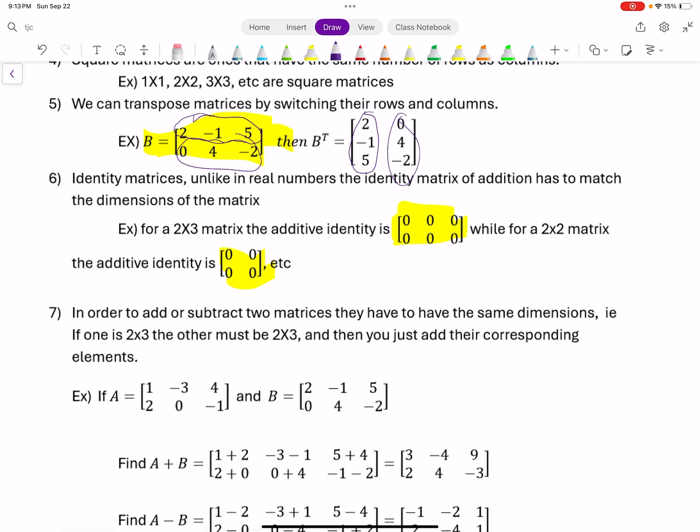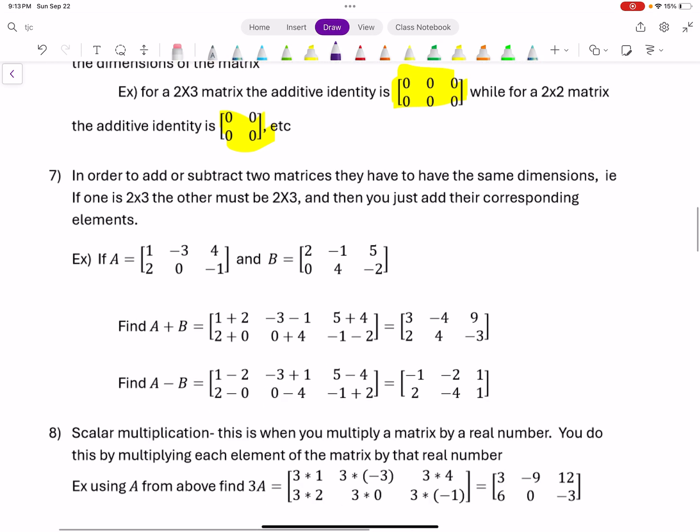In order to add two matrices, what you do is you add the corresponding elements that match up. So if we have this matrix A here, A is 1, -3, 4, 2, 0, -1, and B, which is -2, -1, 5, and then 0, 4, -2, you're going to add them. So what you're going to do is add the first element in the first row and column in A with the first element in the first row and column in B. So you're going to add 1 and 2.